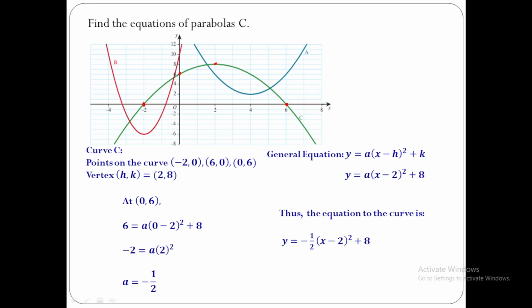So this is the easy method. When a graph of a parabola is provided, we have to first determine the vertex and then any other points on the curve. Using the vertex we know h and k, and using the points on the curve we can determine the value of a.